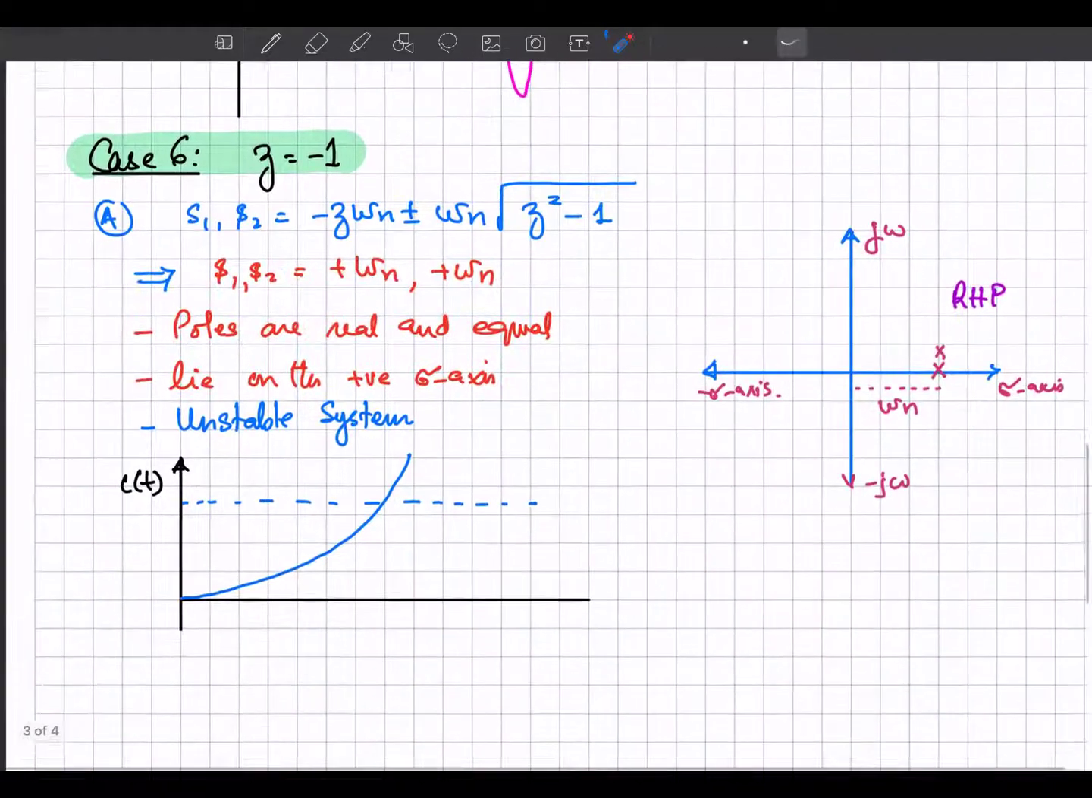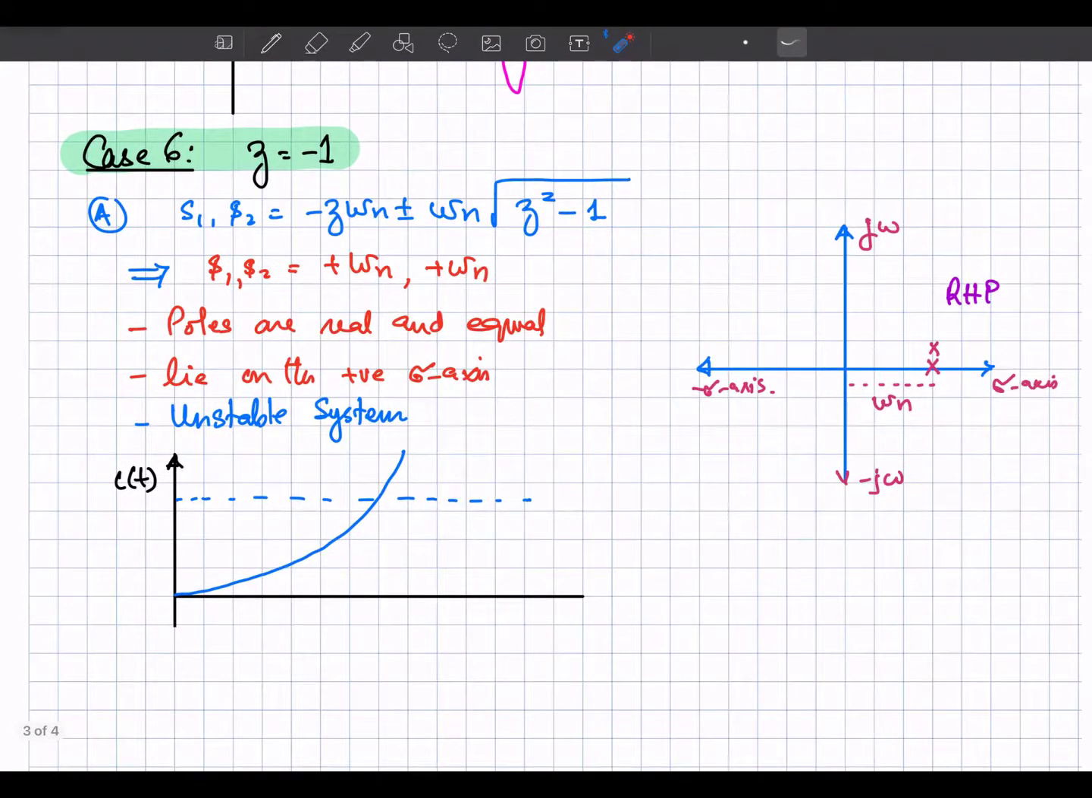Okay. Now the sixth case, when zeta is equal to minus 1. So this part is going to become 0, and this is going to become omega n. So two poles are at the same position in the right half plane. If you look at the response for this particular condition, when the poles are in the right half plane, the response is like that. And again, it's an unstable system because your output is continuously increasing with time. There is unbounded output. So it is an unstable system. Both the poles lie over the positive sigma axis. So whenever your pole is in the right half plane, your system will be unstable. The response will be ever increasing.